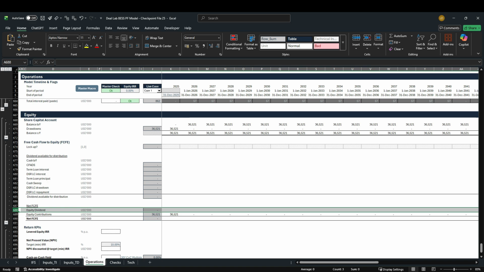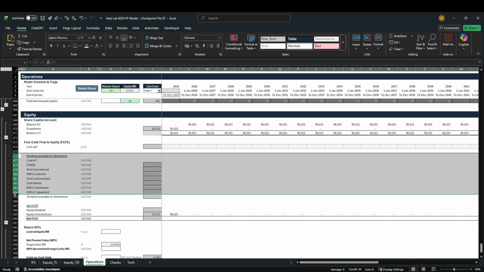So essentially, share capital just increases when we inject equity, and then it usually stays flat afterward. And the actual returns to equity investors will show up as dividend distributions and not as share capital repayments. And to model our equity dividend, we will have to pull in a bunch of different items right here.